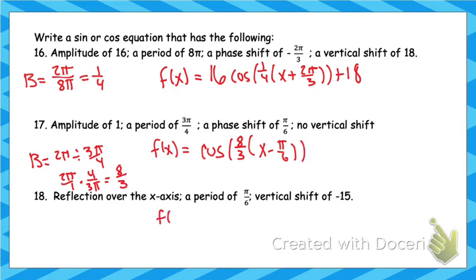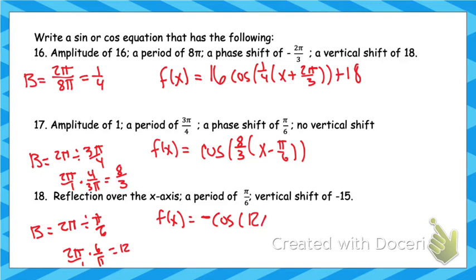All right, last one, reflection over the x-axis. The b value is 2 pi divided by pi over 6. So 2 pi over 1 times 6 over pi, which is 12. There's no phase shift, so I'm just going to go ahead and put x, and then minus 15 at the very end for the vertical shift.